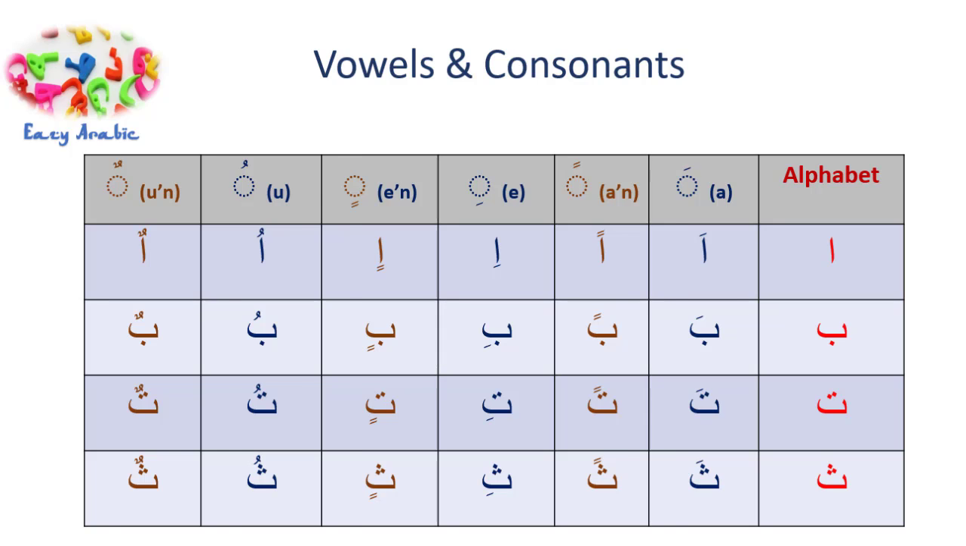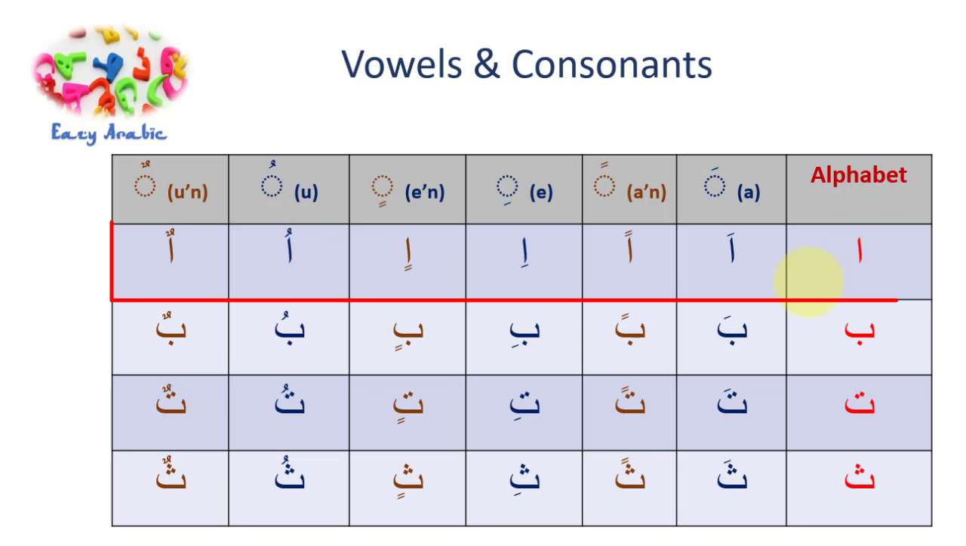Alif. Fatah, a. Fatah tanween, an. Alif, kasra gives the sound e, and kasra tanween, in. Alif and damma gives the sound u, and damma tanween gives the sound un.